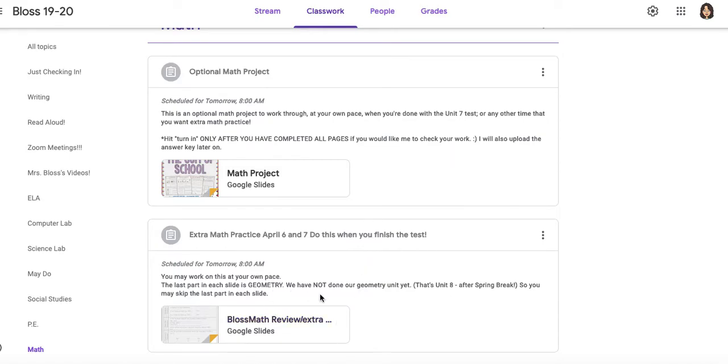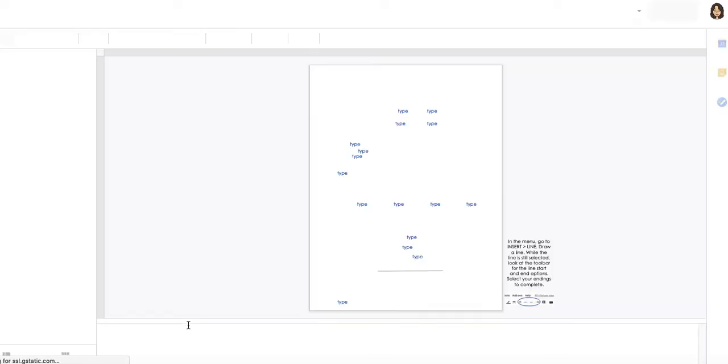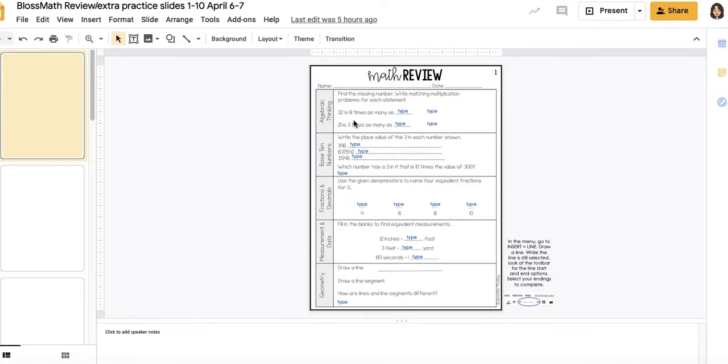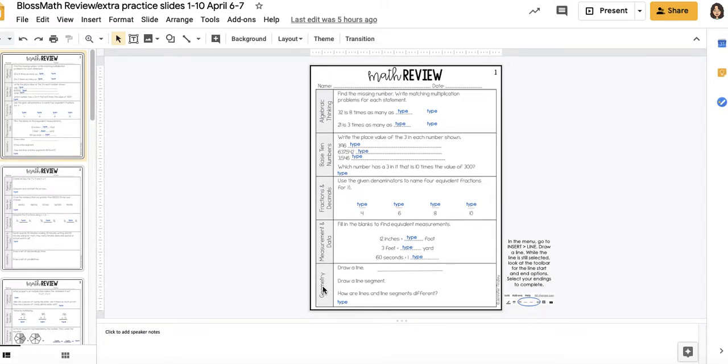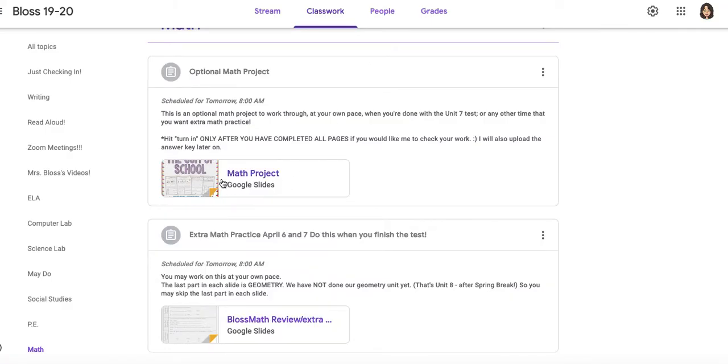All right, so this one, when we look at it in Google Slides, you'll notice that every page has different standards, and the last one on every page is geometry. We have not done our geometry unit yet. That's Unit 8, which we will do after spring break. So you can skip this one for now when you work on this math review. And then this one is just a kind of fun math project that reviews everything you've learned so far in fourth grade. So both of these are really good extra practice.